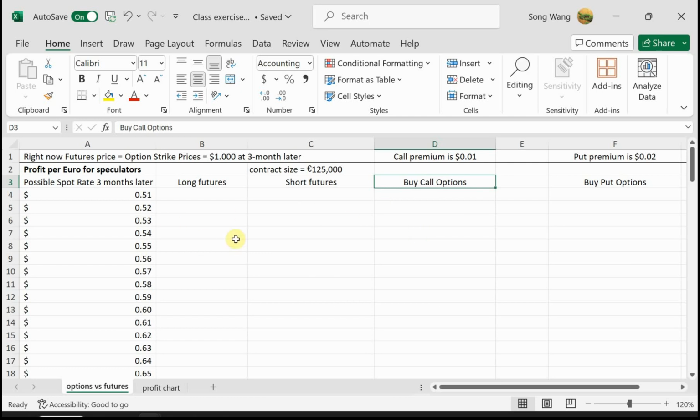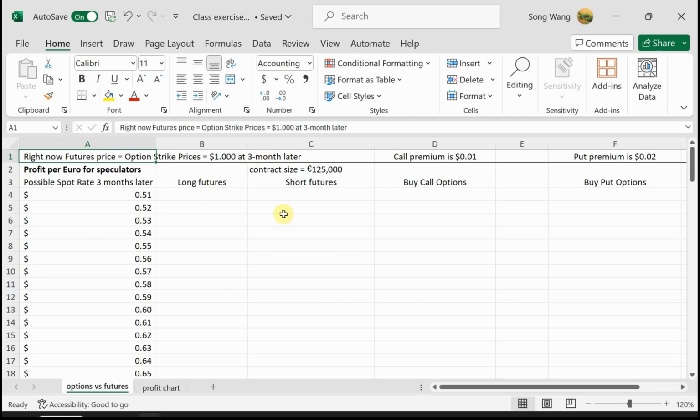All right. So right here, the market is saying that the futures price and the option strike prices are going to be $1 per euro 3 months later. The futures and the option strike prices will be exercised 3 months later, but this $1 per euro is available right now. So basically, if you enter into a futures contract, this is what the price is going to be 3 months later.